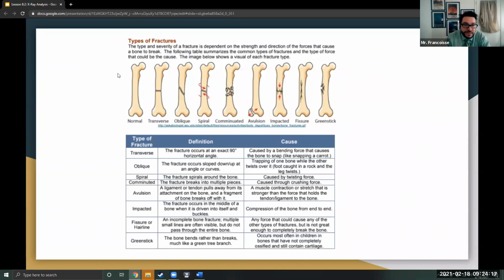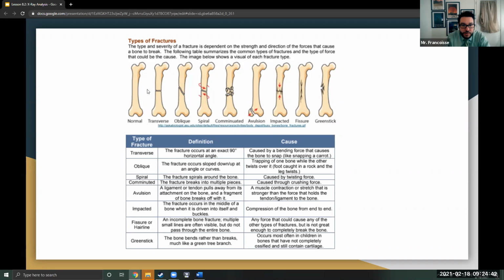So here, these are the different types of fractures. This is our normal bone. If you know some of these terms, they help you out. Like spiral, we know what a spiral is when it spins, right? So we can see spirals where the bones twist. Transverse is across, oblique is diagonal. So those are where some of this vocab helps us out.